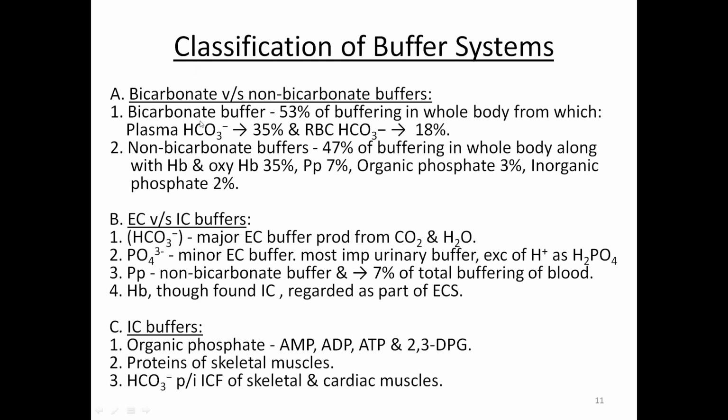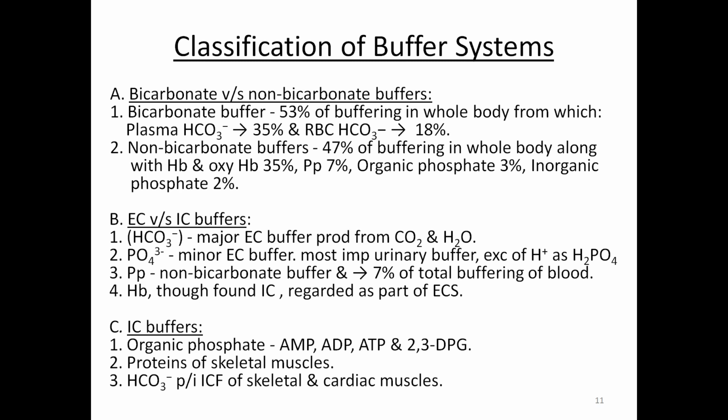Okay, so these are your non-bicarb buffers. Now coming to extracellular versus intracellular buffers. So here bicarb is a major extracellular buffer, which is produced from carbon dioxide and water, and phosphate is a minor extracellular buffer. It's most important as the urinary buffer. Okay, an excretion of hydrogen as H2PO4 is called titratable acid. Again, we did this in the last chapter.